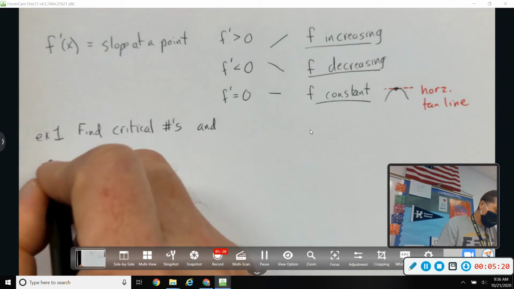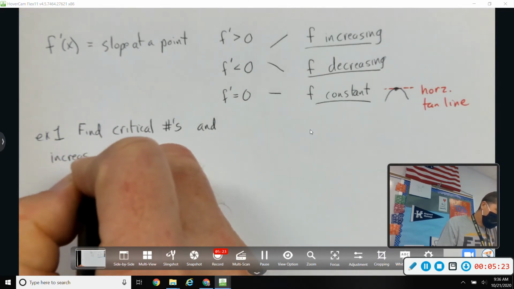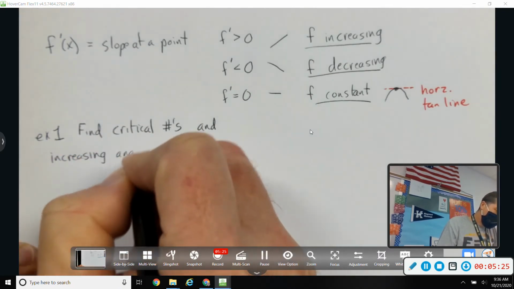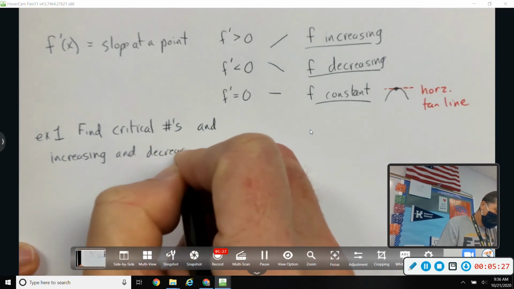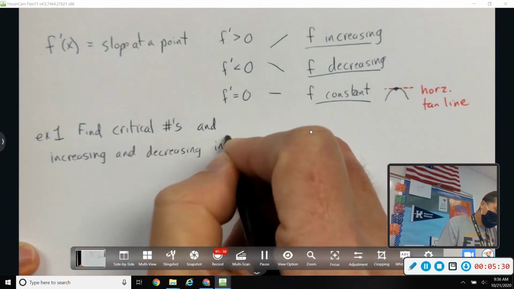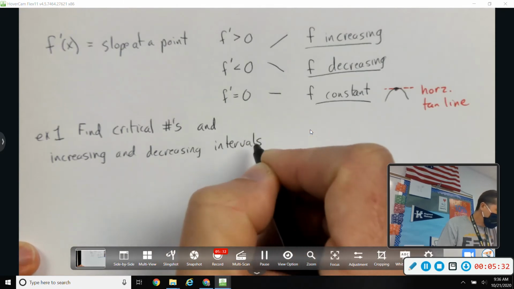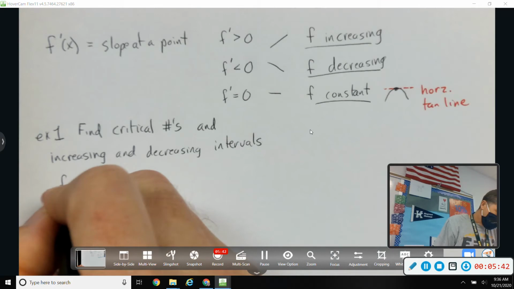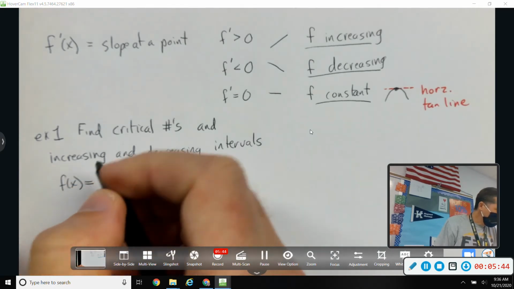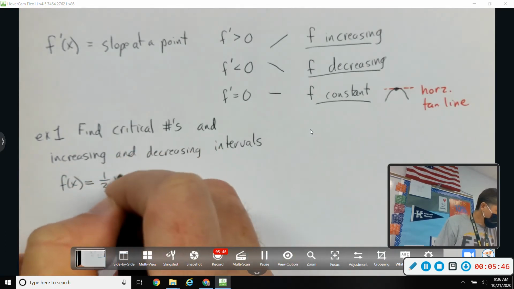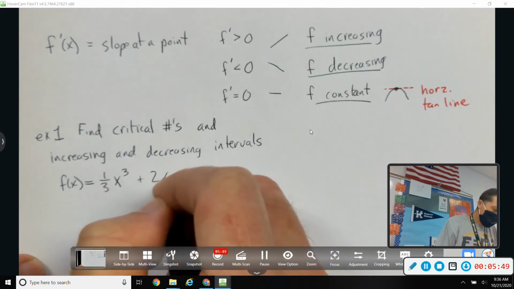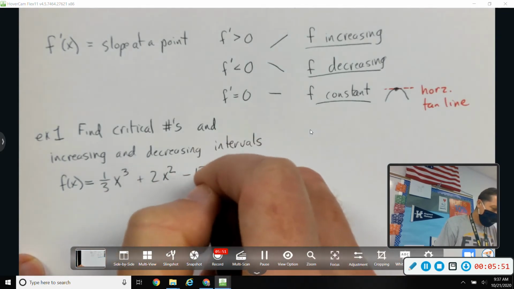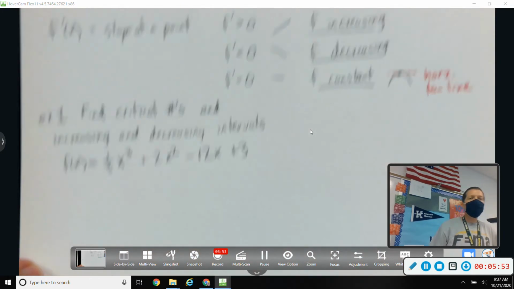And what we'll add today is increasing and decreasing intervals. So like, where is the function increasing, where is it decreasing? If f of x equals 1/3 x cubed plus 2x squared minus 12x plus 3.